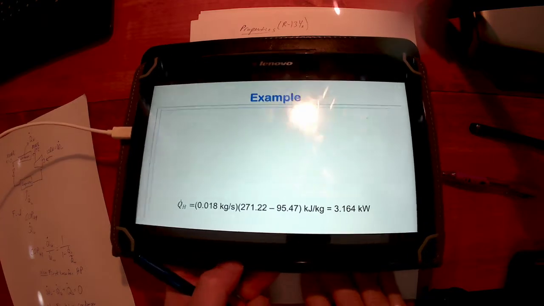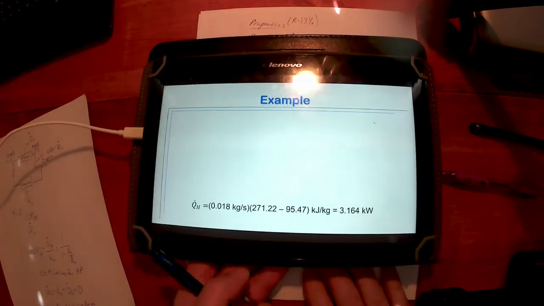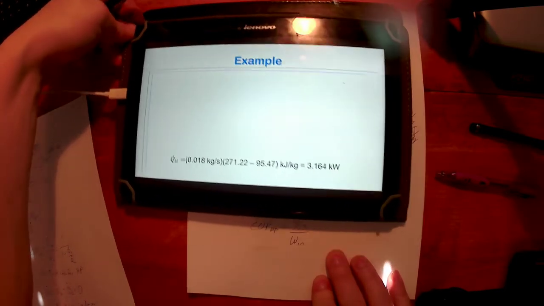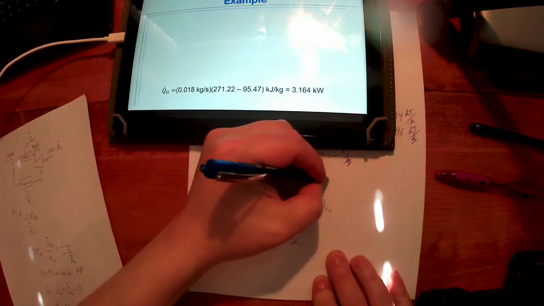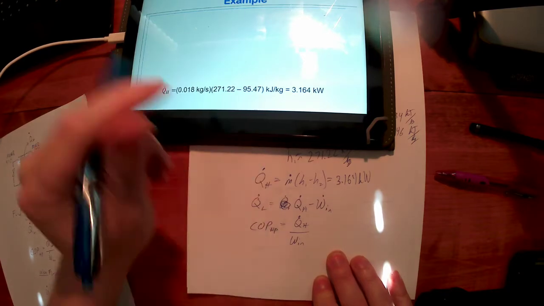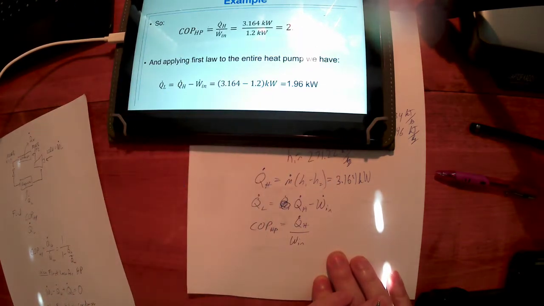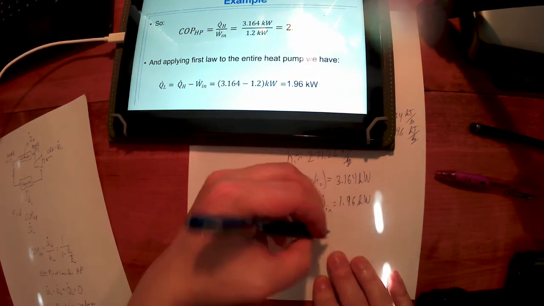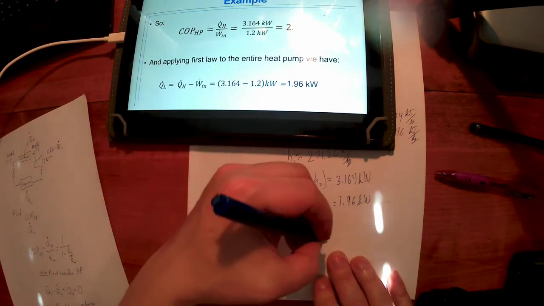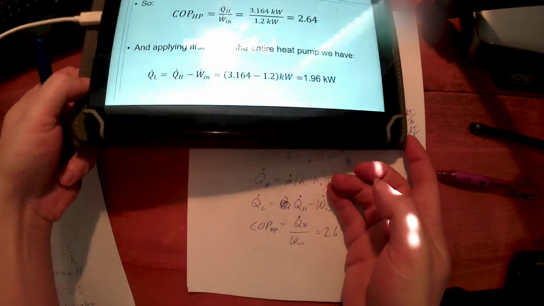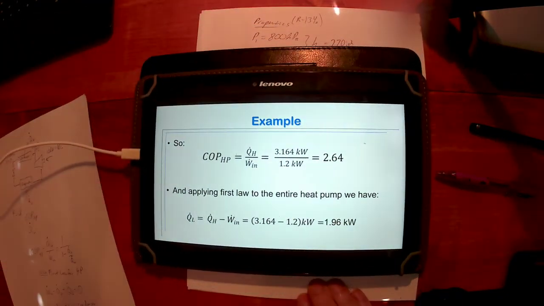Find Q dot H. Based on those properties, we find Q dot H to be about 3.164 kilowatts. Q dot L then would be 1.96 kilowatts. COP, you can see there, is 2.64.